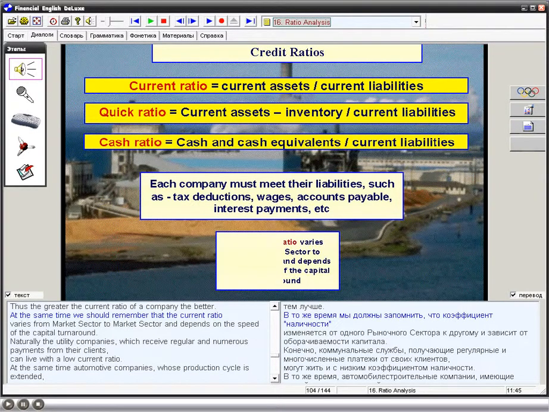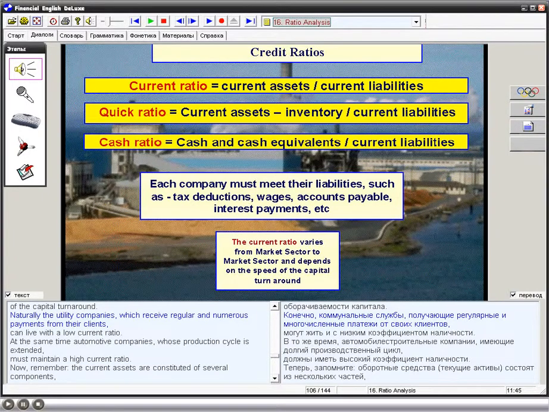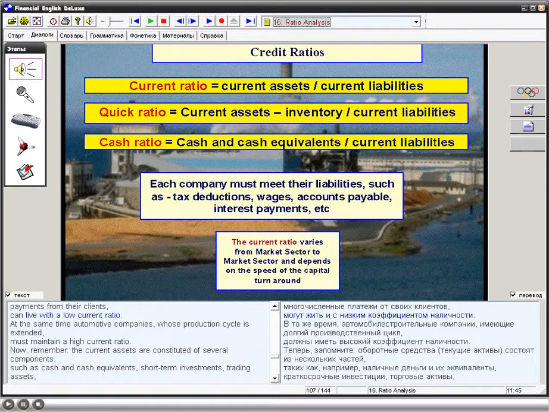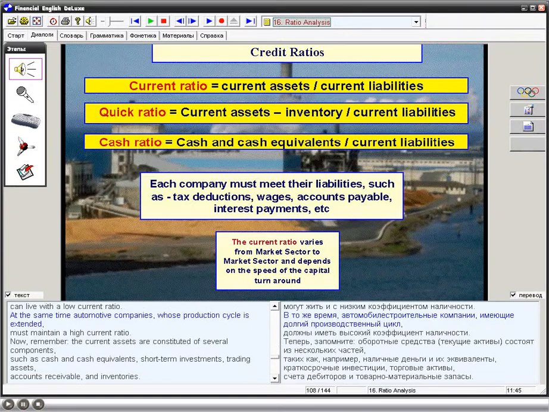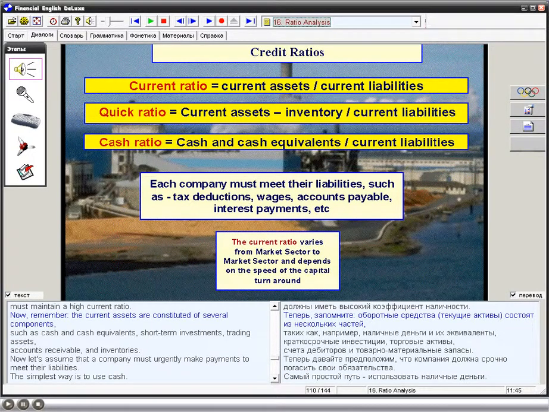At the same time, we should remember that the current ratio varies from market sector to market sector and depends on the speed of the capital turnaround. Naturally, the utility companies, which receive regular and numerous payments from their clients, can live with a low current ratio. At the same time, automotive companies, whose production cycle is extended, must maintain a high current ratio.